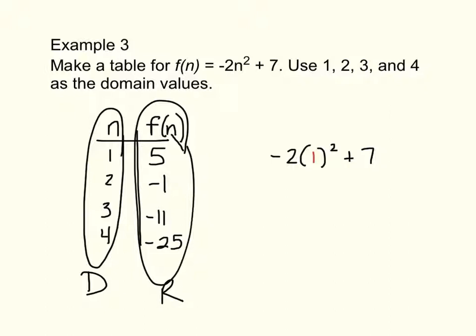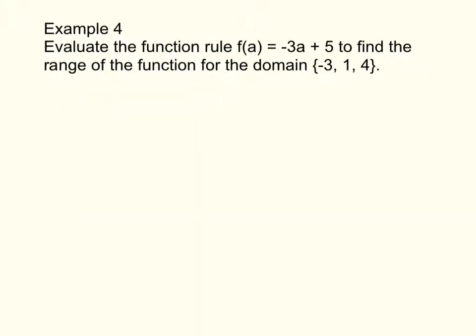So we're going to go on to our next example. Our final example: evaluate the function rule f of a equals negative 3a plus 5 to find the range of the function for the domain negative 3, 1, and 4. So now when we plug these in, this is how you're going to write this. This may be new for you. We're going to say f of a equals negative 3a plus 5. The first number we're going to plug in for a is negative 3. So here's how it looks.